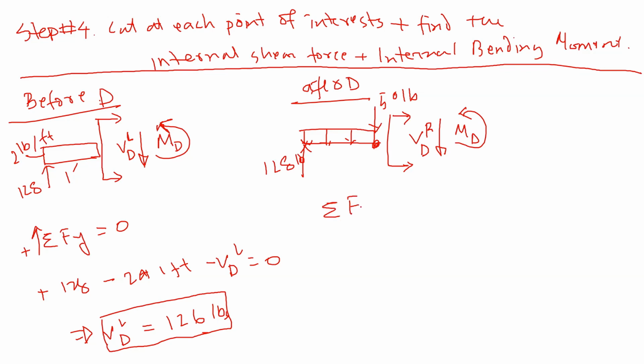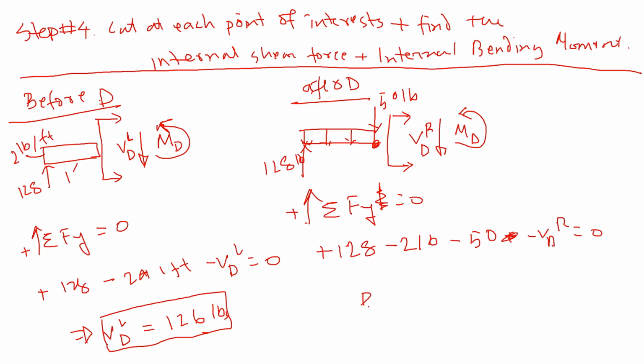Now solve for V, the shear force, equal to 0, all upward positive, like that. So plus 128 minus 2, which is the uniformly distributed load, minus 50 minus VDR is equal to 0. So the shear force at D, to the right side of D, is 76 pounds.